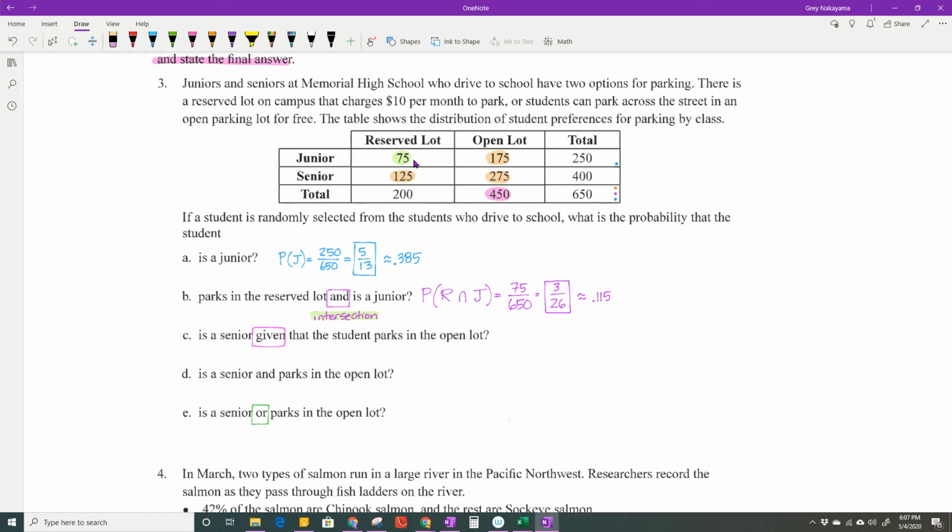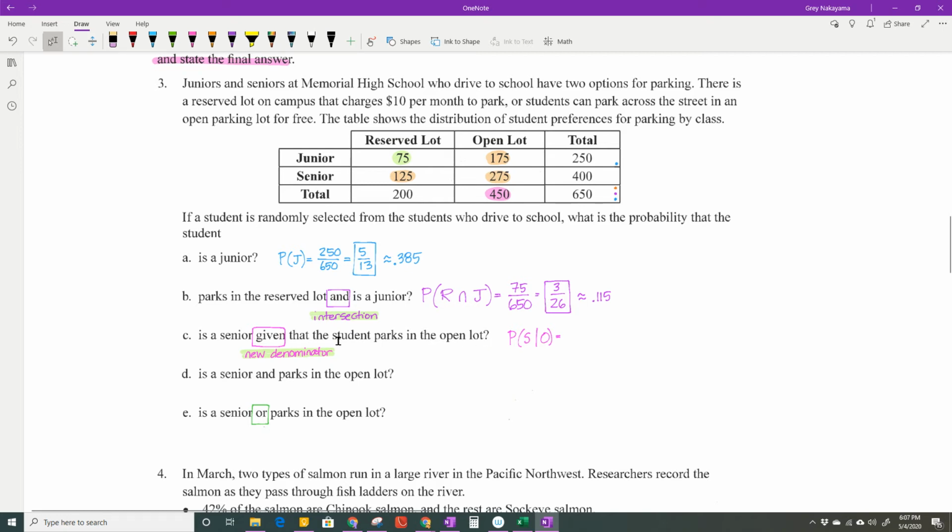Okay. Now, this next one, what's the probability the student is a senior given that the student parks in the open lot? Okay. Whenever you have a given, your denominator is going to change. So that's the only time it ever changes. So I'm going to write my notation, probability of a senior given open lot. And so when that changes, what's the given? Whatever comes after your given is your new denominator.